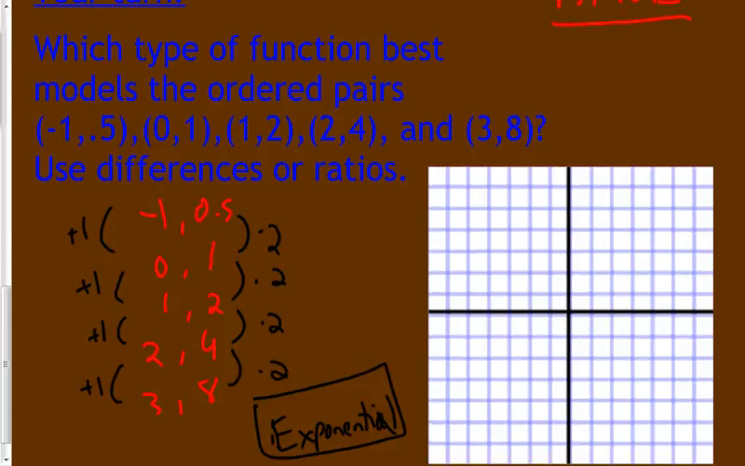All right, so this one I like to write as a T-chart so I can see it more visually. It's easier to see what the differences are. And in this case, it multiplies every time. Multiplies by 2. So if it multiplies by the same number on the y values, it will be an exponential function.